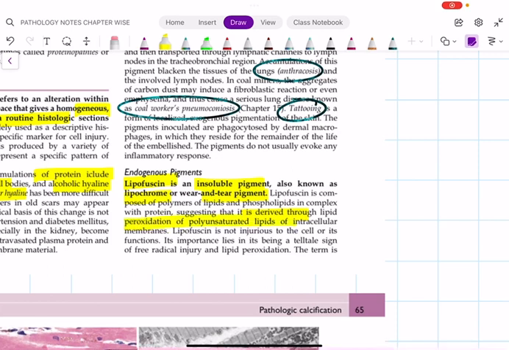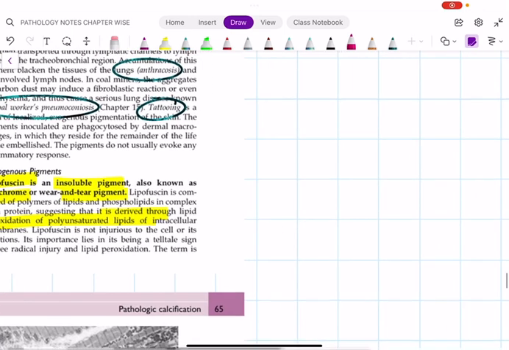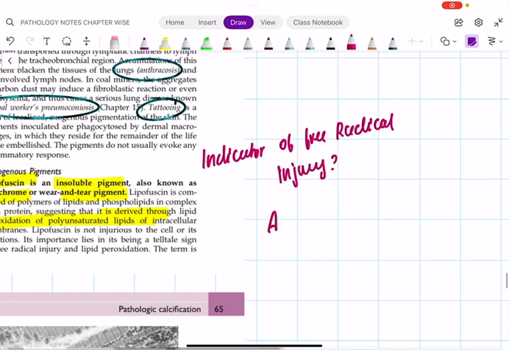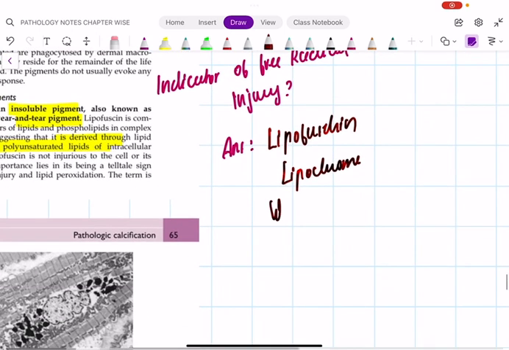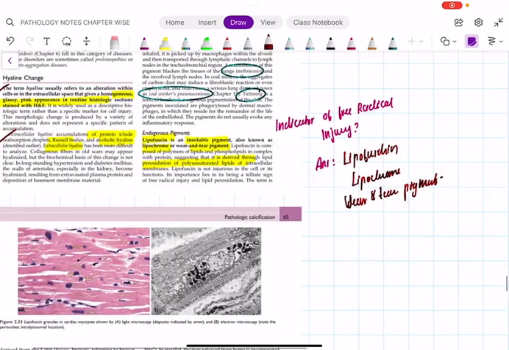That means here comes the question. Which of the following is an indicator of free radical injury? It has been once asked. The answer is lipofuscin. Sometimes lipofuscin won't be there, lipochrome will be there. Sometimes that also won't be there. You have to go for wear and tear pigment. I hope things are clear for you.